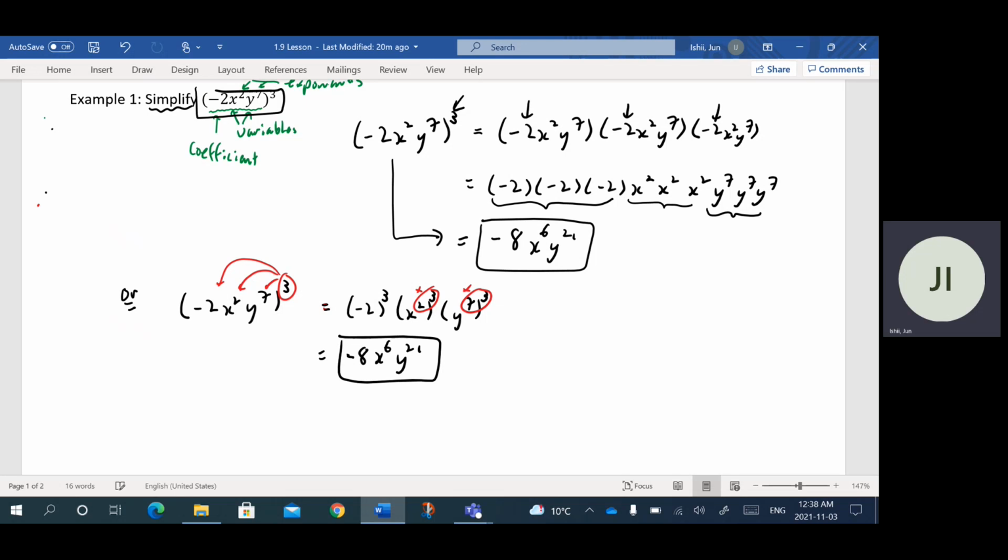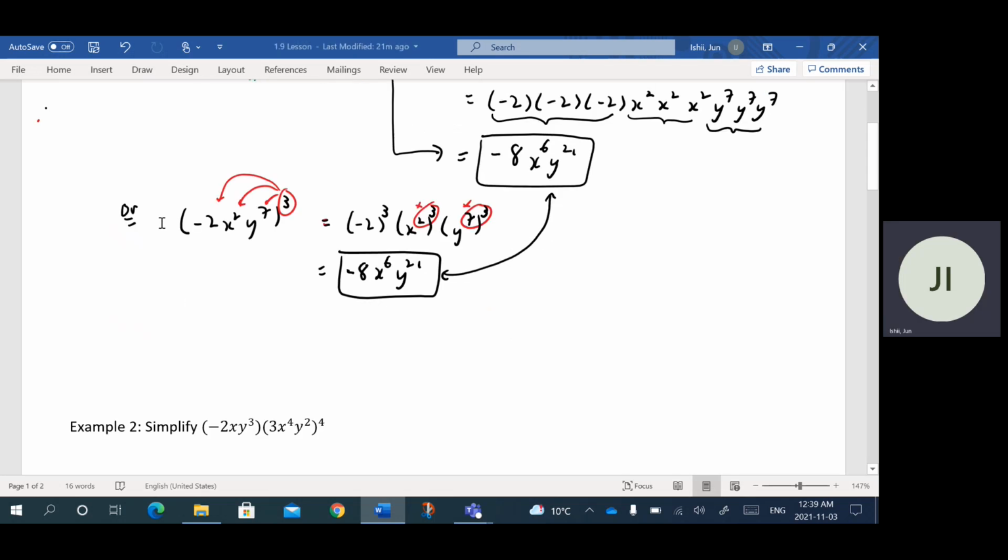And what you'll notice is that we got the same answer as before. Okay, so this is a little bit quicker. So basically, whenever you have a power outside of the monomial, you're basically raising each one of those terms to that power. Okay, cool. All right, so let's try another one.